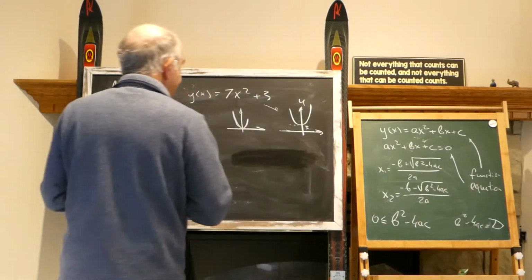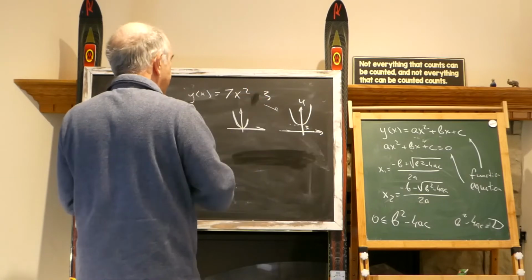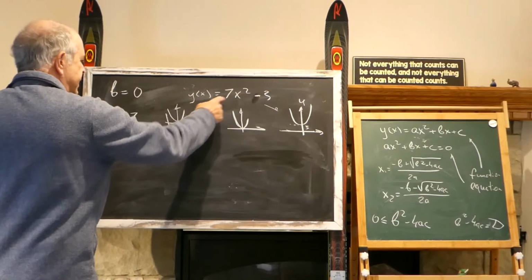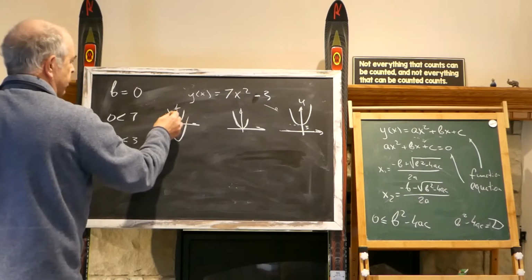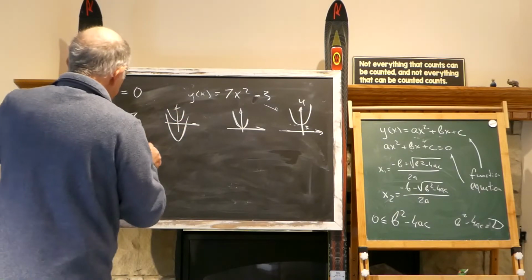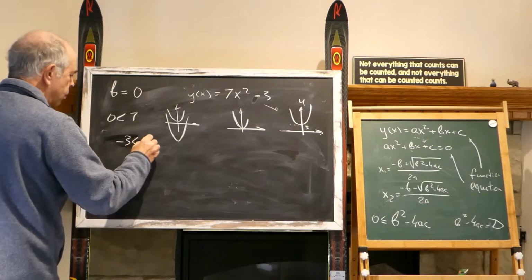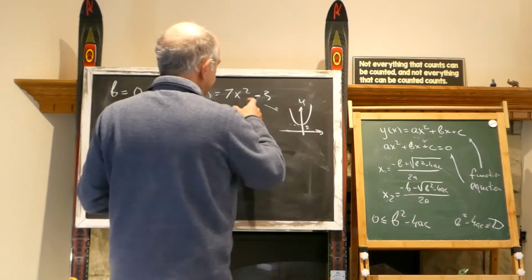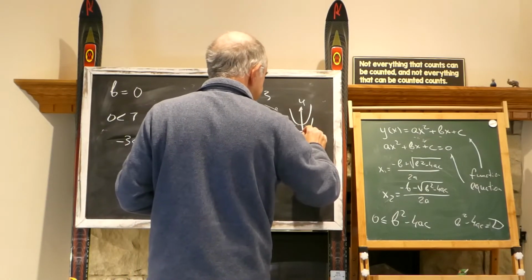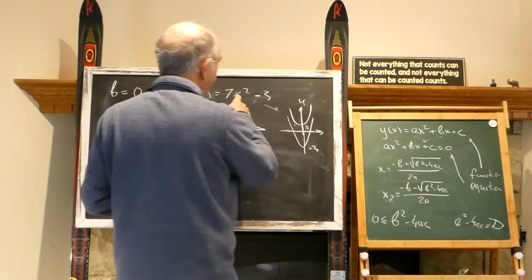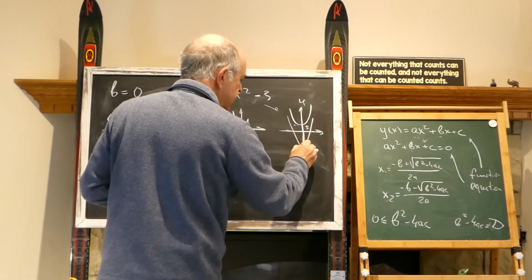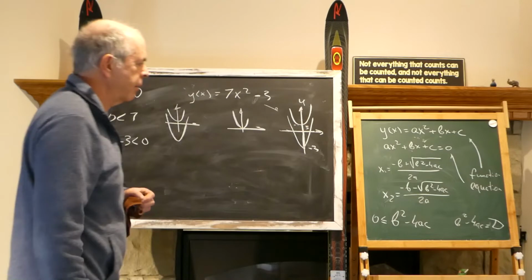Now, if I take minus 3, it would be minus 3. This part would be the same. The parabola is up. So it may be this or this. But minus 3 is less than 0. So when we take here 7x squared minus 3, it would be like this. It would be minus 3. When x equals 0, only this will be left. And so this would be the point, the apex of my parabola.